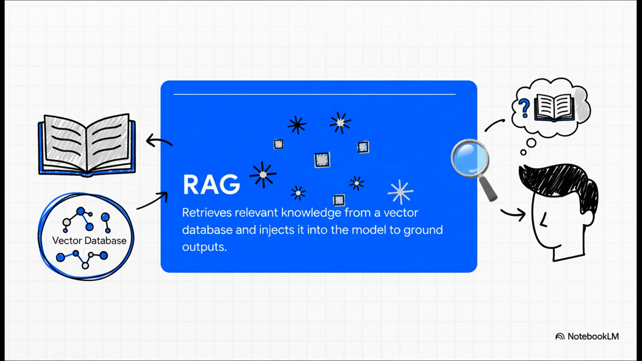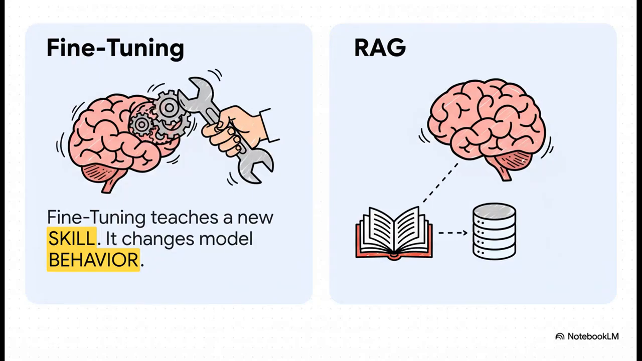They haven't memorized the entire book, but they know exactly how to look up the right answer when they need it. Okay, let's be absolutely crystal clear on this, because this is the one thing that trips almost everyone up. Fine-tuning teaches a new skill. It actually changes the model's behavior. You use it when you want a different style or a whole new capability.